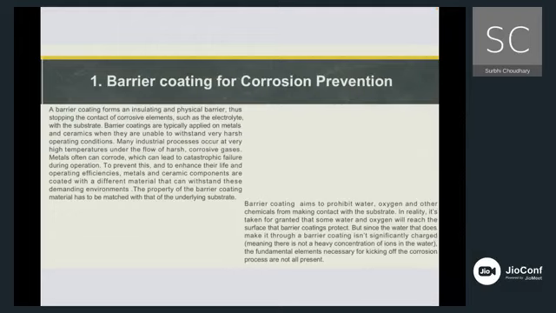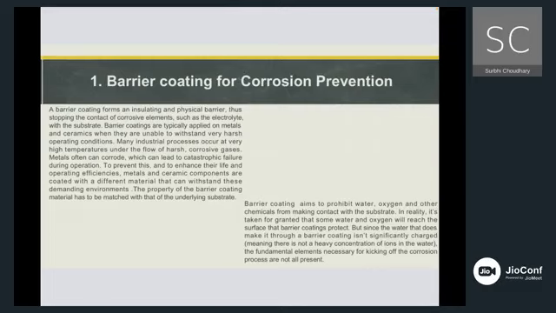corrosion. The barrier coating forms an insulating and physical barrier, thus stopping the contact of corrosive elements such as electrolyte with the substrate. Barrier coatings are typically applied on metals and ceramics when they are unable to withstand very harsh operating conditions. Means basically this type of method is used for industrial purposes, where in industries corrosive gases are there. Harsh temperatures and harsh pressure zones are available, so that the metal surfaces are more exposed to the corrosion process.